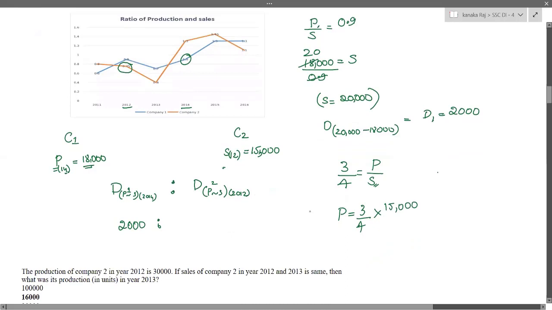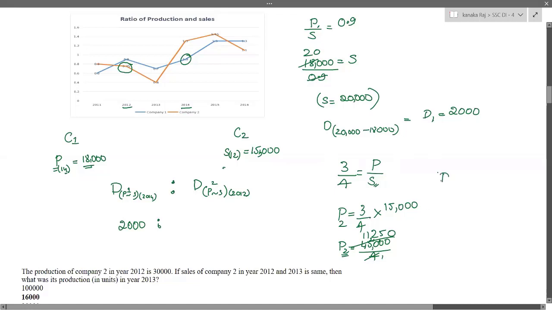So what will my production be for second company? My production will be equal to 3 into 15,000. That is 45,000 divided by 4. What is 45,000 divided by 4? For 1 times, for 11 times is 44. Remaining is 10. So for 2 times is 8. Remaining is 2. For 5 times is 20. 0. So 11,250 will be my production for company 2.